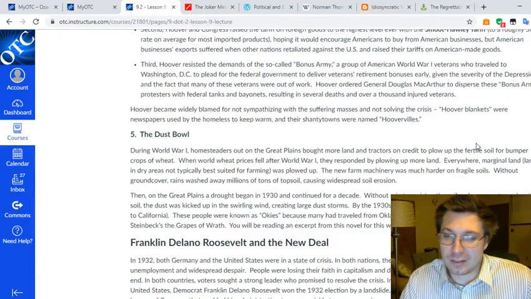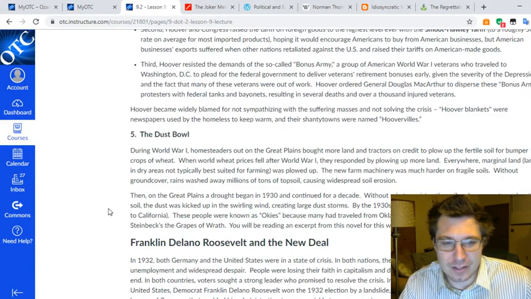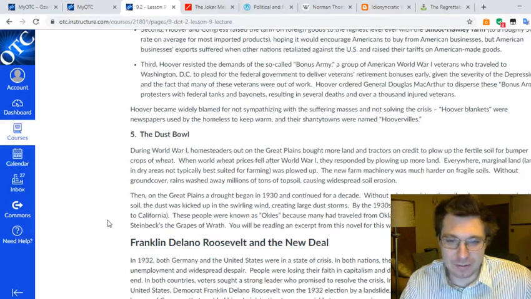So everywhere, marginal land, that is to say land in dry areas not typically best suited for farming, was plowed up. The new farm machinery was much harder on fragile soils. Without ground cover, rains washed away millions of tons of topsoil, causing widespread soil erosion. Then, on the Great Plains, a drought began in 1930 and continued for a decade. Without rain to moisten the soil and no crops to anchor the soil, the dust was kicked up in the swirling wind, creating large dust storms.